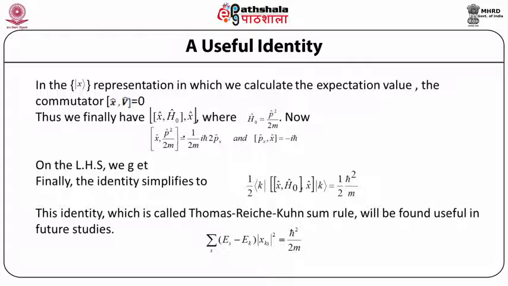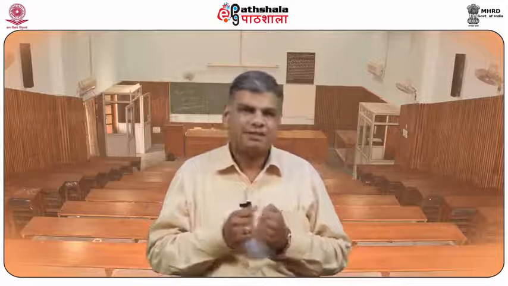This identity is called the Thomas-Reiche-Kuhn sum rule, which will be found useful in the future studies that we undertake in the formalism of quantum mechanics. So students, now let us round up what all we have learned in this module. So firstly, we learned the important identities of commutator algebra, which we will be using very frequently and very exhaustively in our formalism of quantum mechanics.